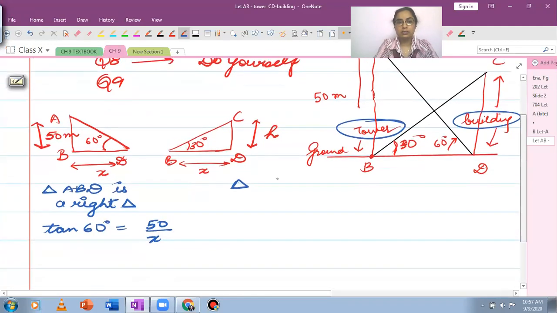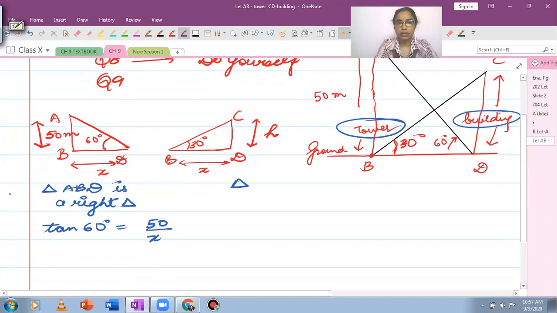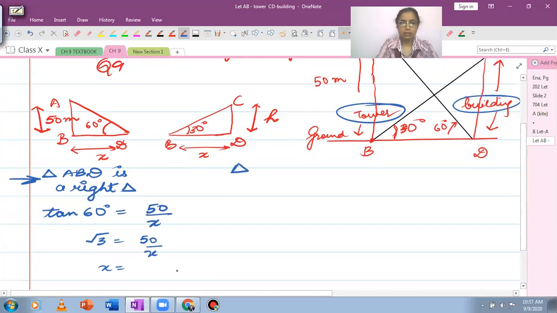And this is the important part, where you actually write down that you observed that the triangle formed is a right triangle and hence you can apply a T ratio. So from here you can find out the value of X. This will come out to be 50 root 3 by 3 after rationalization, I suppose.